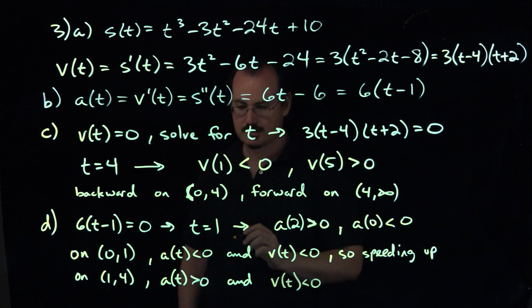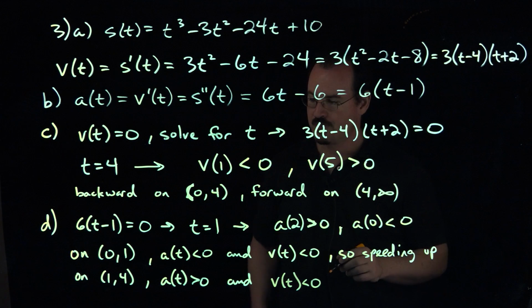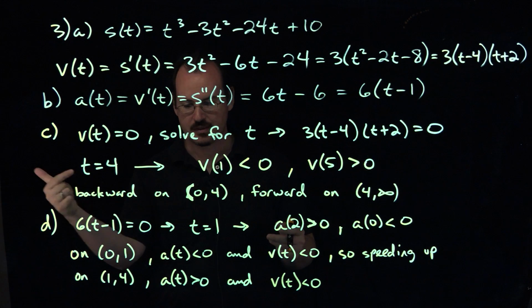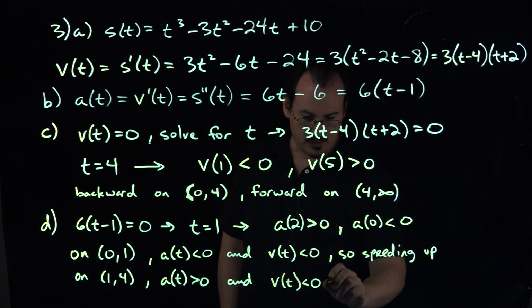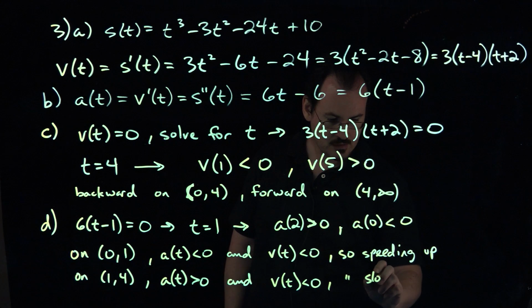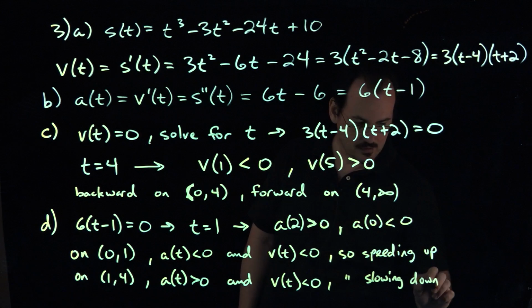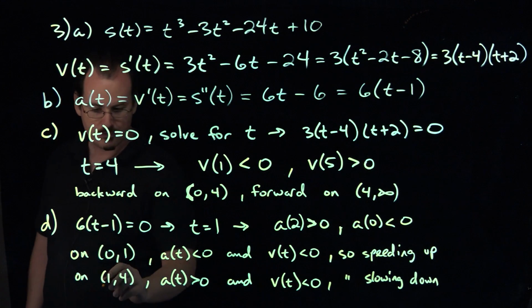So what does this tell us? Acceleration positive, velocity negative. That means the car is going in that direction, but since it's accelerating in the other direction, it's actually slowing down. So it's slowing down on the second interval from 1 to 4. Now what's it doing after 4?